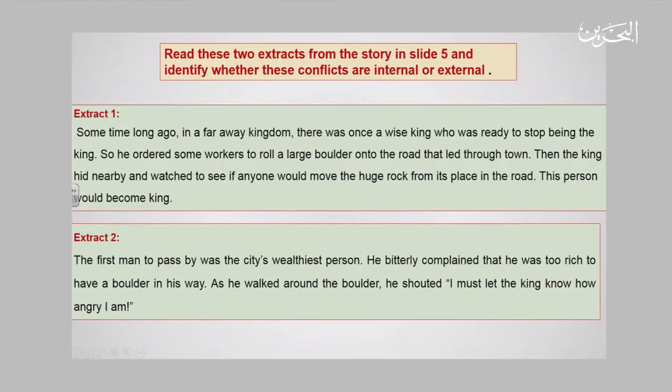Now, when we talk about conflicts, there are two types of conflicts, the internal and the external. The internal conflict is usually when a person is having a problem and he or she is debating it between himself or herself, whereas the external is when I'm having a problem with another person. Keeping that in mind, I want you to read the two extracts and identify which one is the internal conflict and which one is the external conflict. I'll give you 2 minutes to read it.